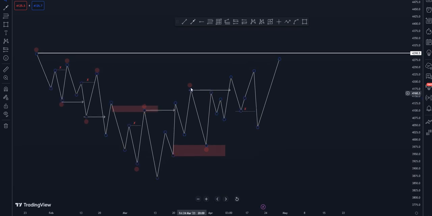So this is how simple it is, guys, to mark the structure. The rule is simple. Wait for the inducement to be taken out, and then you see that break of structure. The low or the high that took out the inducement, those are the confirmed low or high, guys.